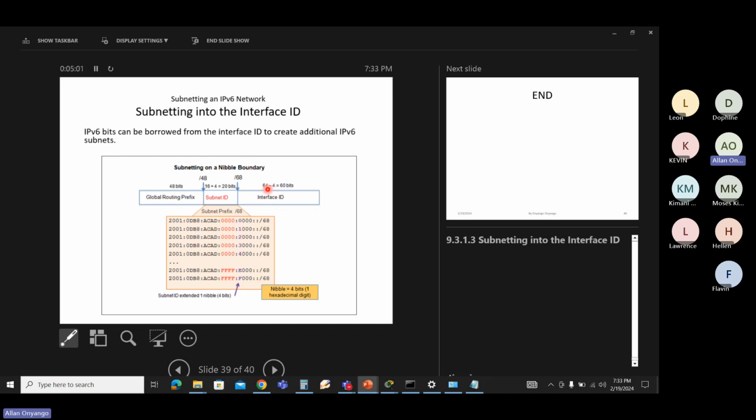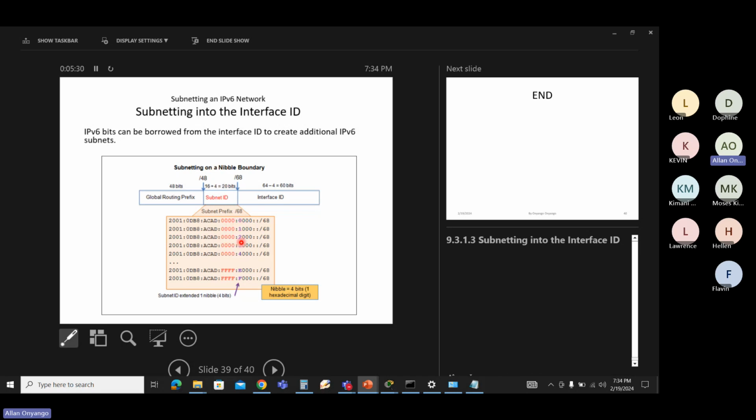Since the interface ID has 64 bits, we're going to borrow 4 bits, which means we minus 4 bits from the 64. We remain with 60. Those 4 bits were borrowed. We know that the subnet ID was the 4th hex set, which has 16 bits, isn't it? Are we together? The 4 we borrowed here, we're going to add to the 16 here. We get how many bits here? 20.